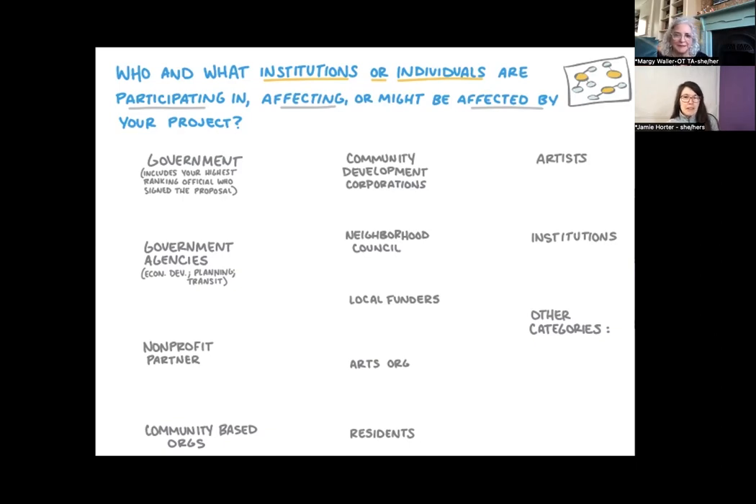Thanks, Margy. And I want to just give you all a minute to look through this and jot down a few notes. This can be something that you can use throughout the duration of your project. But what comes up for you? And I'll invite you to place any thoughts in the chat around some of the entities, the institutions, or individuals that you're working with. So I'll just give you a few seconds here to think about this.